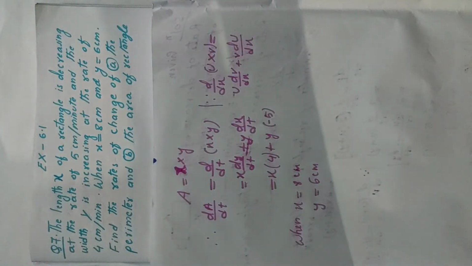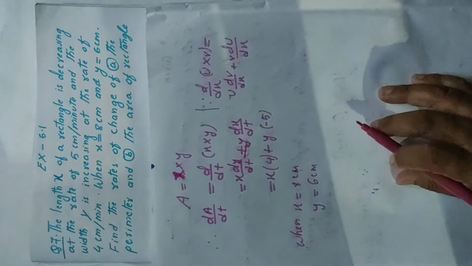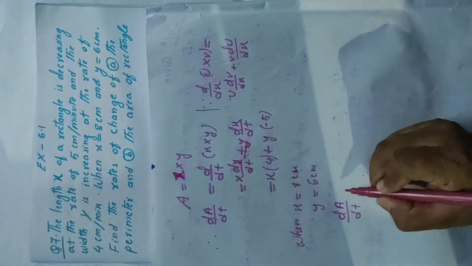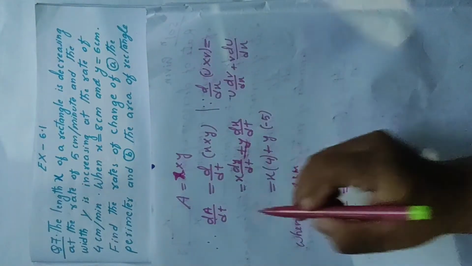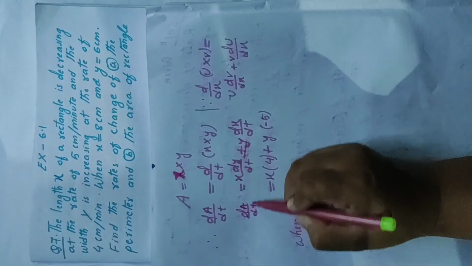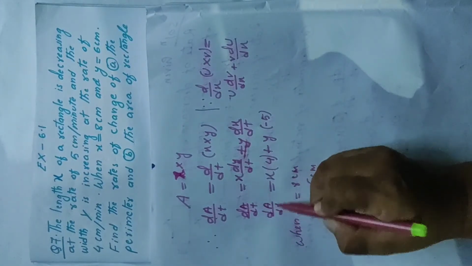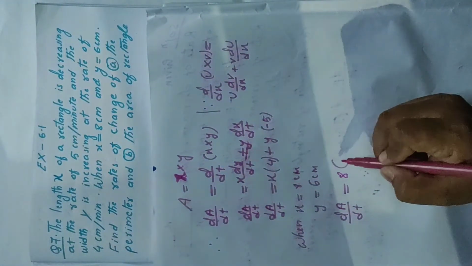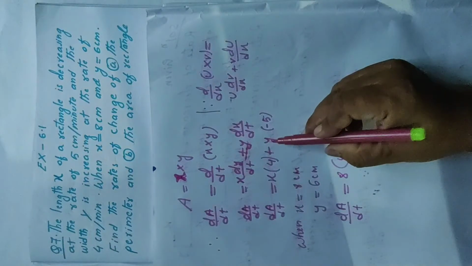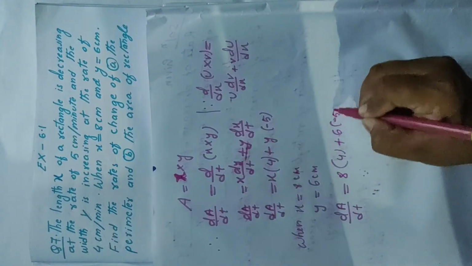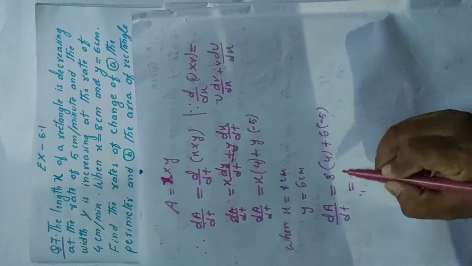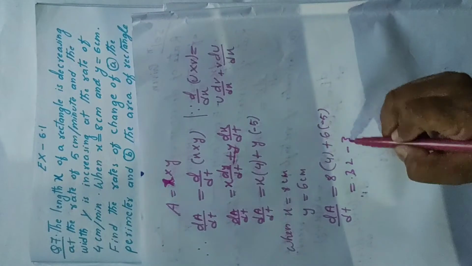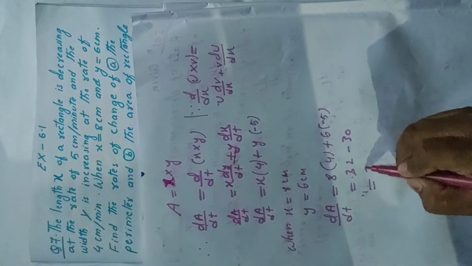Now when x equals 8 centimeter and y equals 6 centimeter, then dA/dt, this equation, equals how much? Instead of x we have to put 8 times 4, plus y which is 6 times minus 5. Now multiply it. 32 plus minus 6 fives are 30. After subtracting we'll get 2.